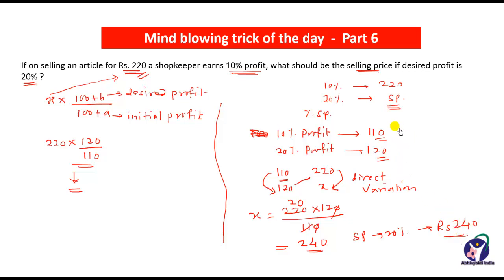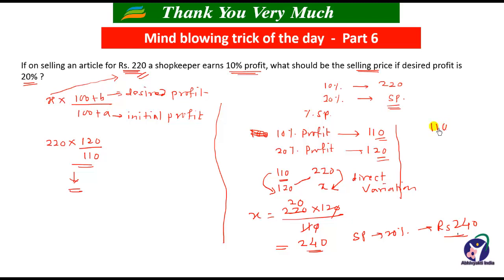Here you need not write all these things. Simply you can solve this as 10% profit means it will be 110, and 20% profit, it will be 120. So you can directly write the formula, 220 into 120 divided by 110, and you can solve this to get the answer 240.